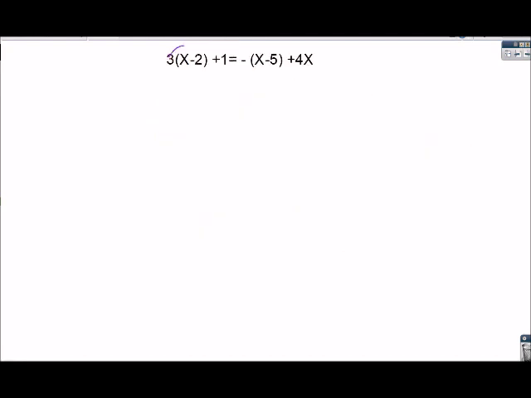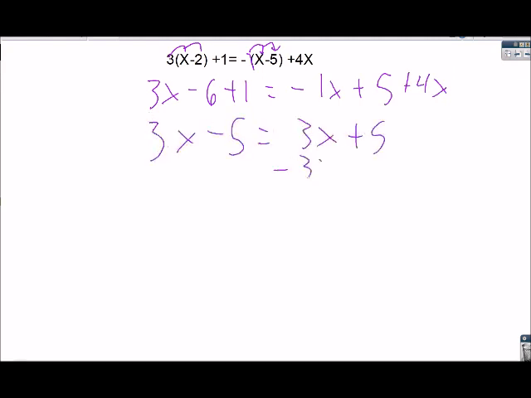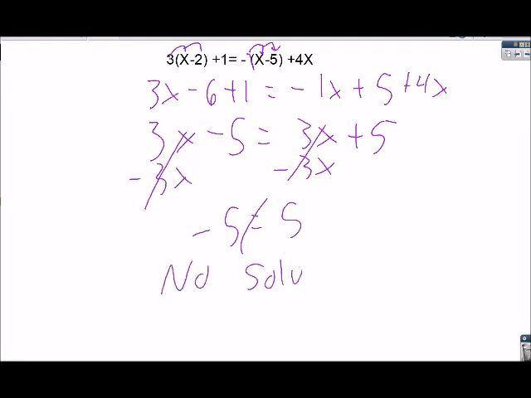Double distribute. And then this one doesn't have a number in front of it. So if it doesn't have a number, just put 1. So it's negative 1 distributed throughout. Now I'm going to combine like terms. This time I was set up with negative 5 is equal to 5. Well, that's not true. When it's not true, we say no solutions.